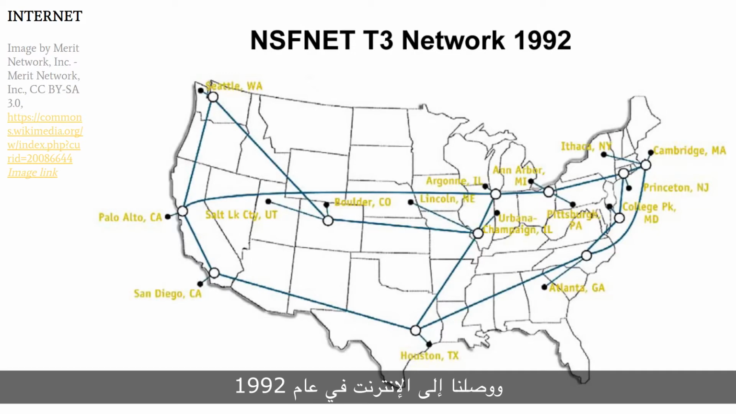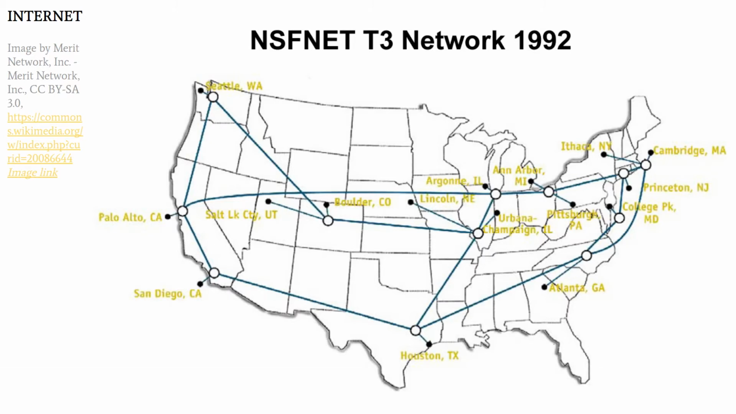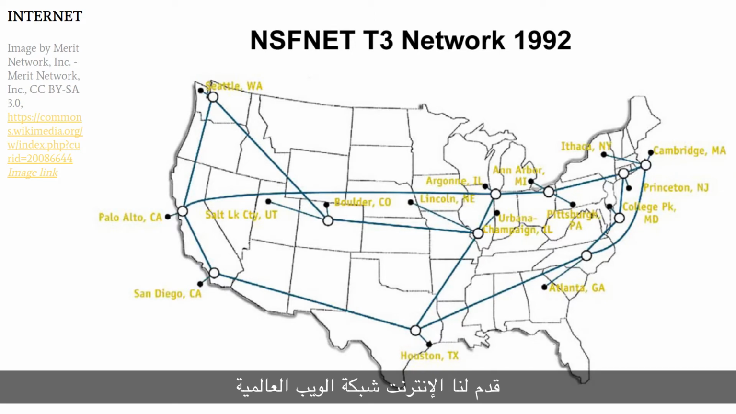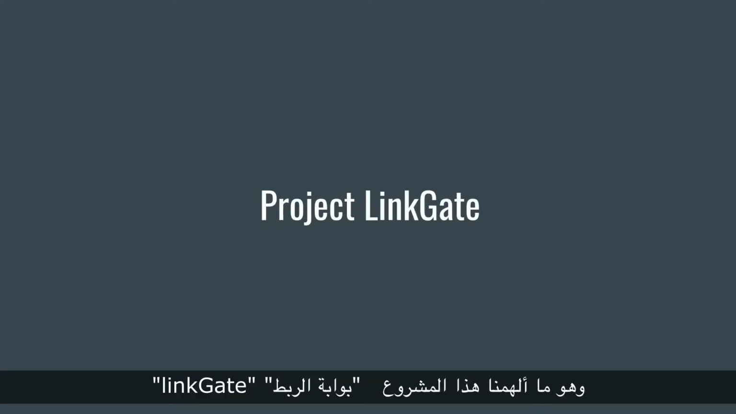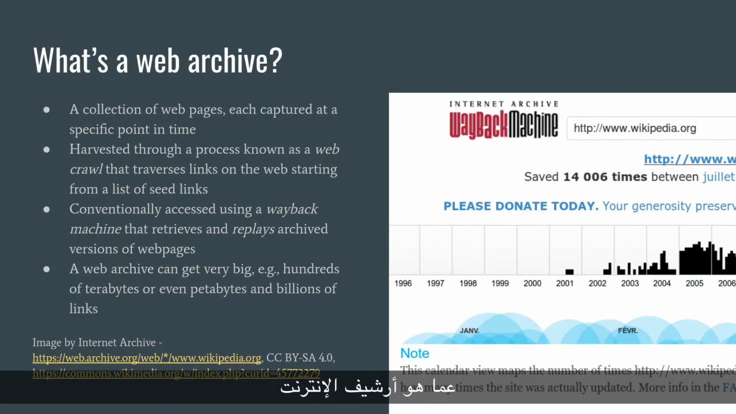And we come to the internet. In 1992, it was rather simple compared to today, but it's still made of several computers connected together across different routes. The internet gave us the World Wide Web, web pages, websites, which gave us in turn the inspiration for Project LinkGate. Before we continue, let's talk about what's a web archive.